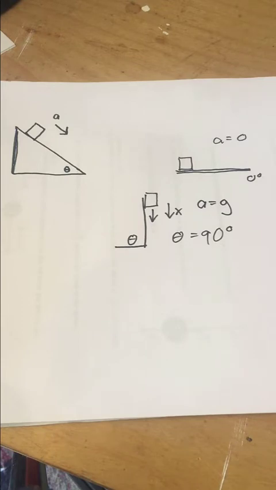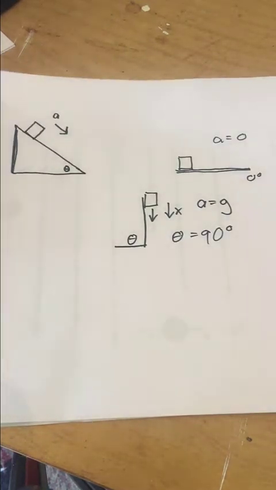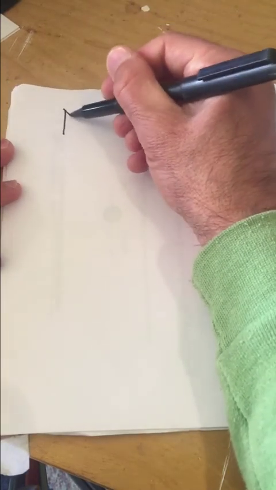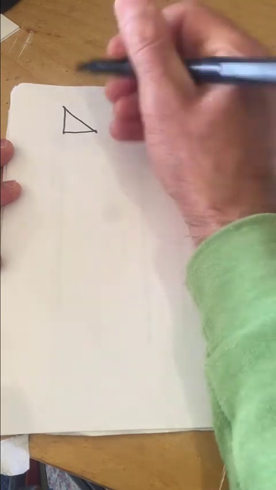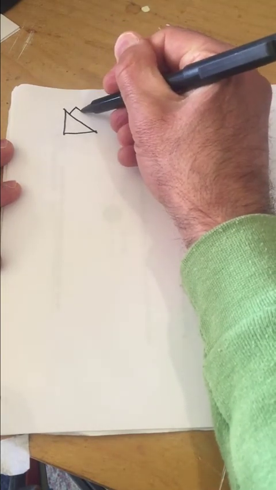These are the extreme cases, and hopefully they make sense to you based upon what you know already. We're going to do an analysis with the ramps and see if we can get this result from our thinking. All right. Start off with a new page, and I'm going to redraw my ramp right here, and here's my object on the ramp.